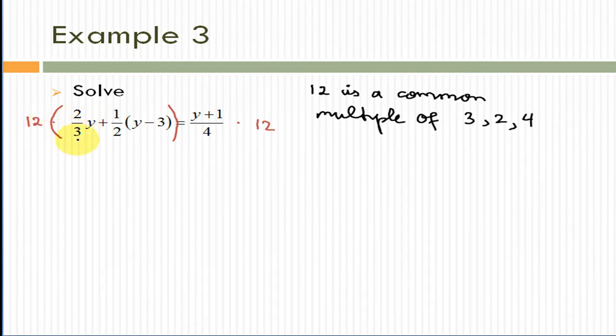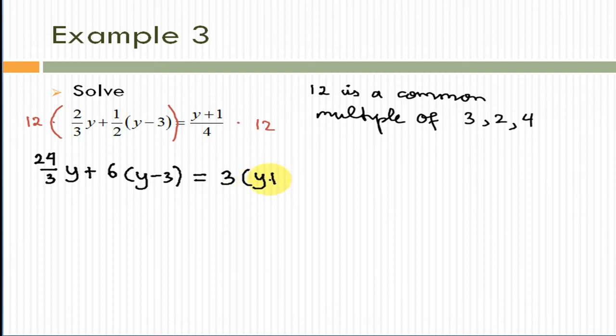So 12 times 2/3 will be 24/3 y plus 12 times 1/2. 12 times 1/2 is 6y minus 3. Now this expression times 12. Basically we just simplify this 12 over 4. So 12 over 4 is 3. Therefore the right hand side is equal to 3 times y plus 1. Now again we can simplify this 24 over 3 as 8.